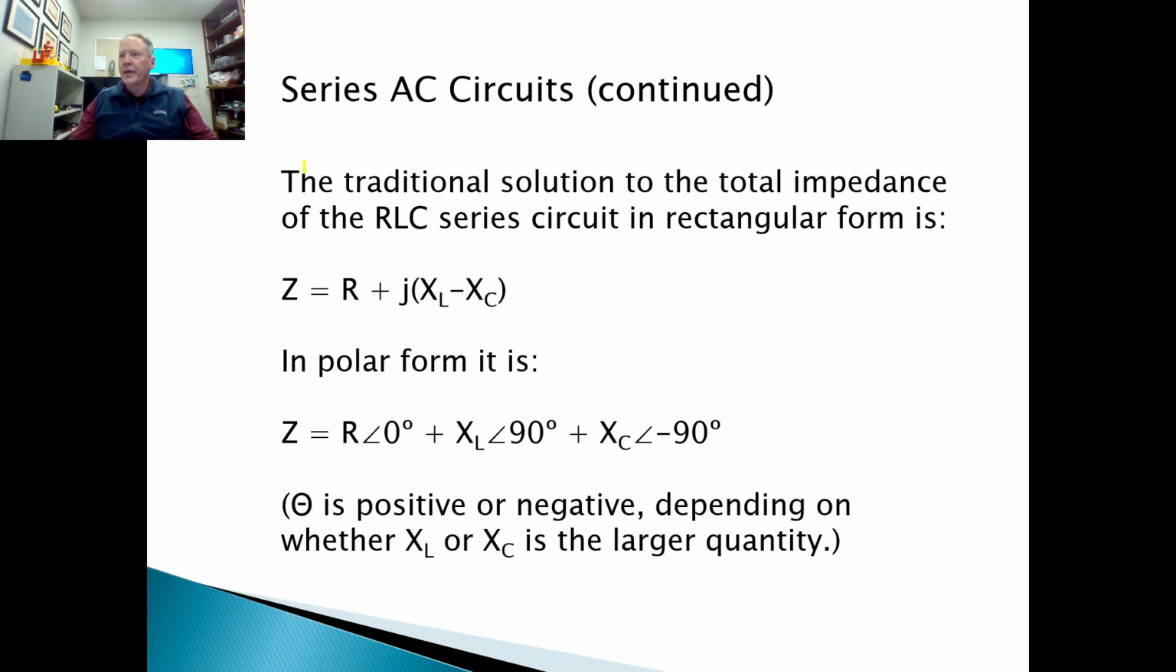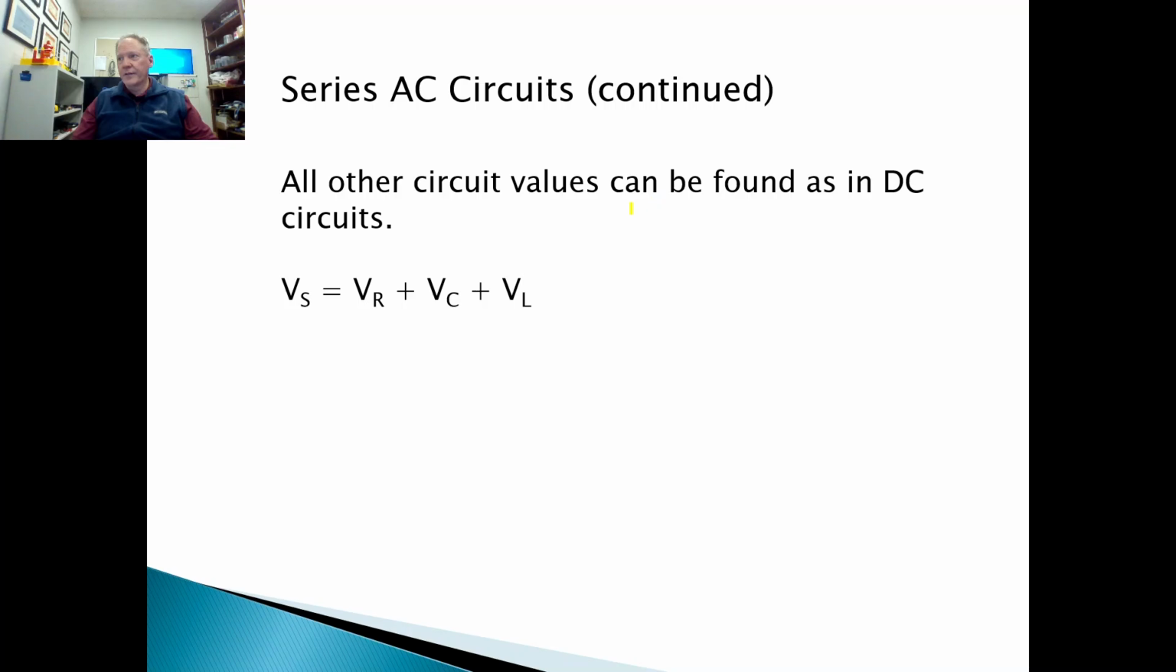So now the traditional solution to the total impedance of the RLC series circuit, in rectangular form, is the resistance plus j times X of L minus X of C. And in polar, you just go R at 0 plus X of L at 90 plus X of C at negative 90. And theta is positive or negative depending on which value, X of L or X of C, is a larger quantity. So if X of L is greater, theta will be positive. If X of C is greater, it's going to be negative. All right? So all other circuit values are the same.